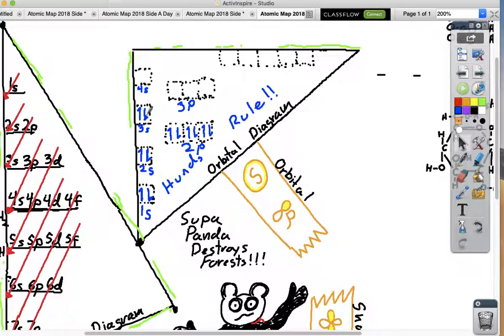All right, and then from 3s, we jump over to what? 3p, okay? And so we're going to go up, and up, because this is a degenerate level, and up. So we have three ups, and then what are we going to have? Three downs. So we go down, down, down, okay? From 3p, follow the arrows, we jump to 4s, right? So we have one up and then one down.